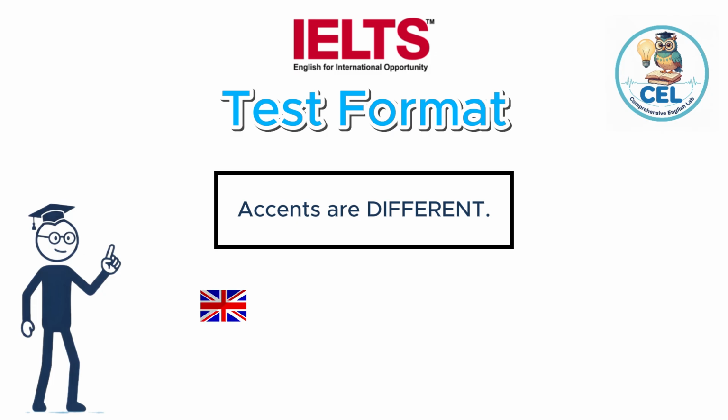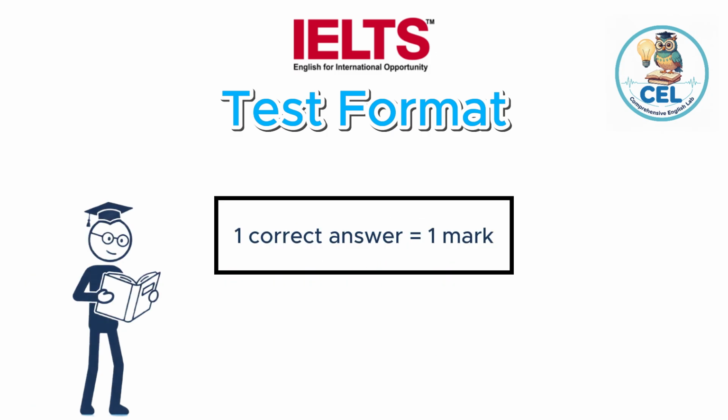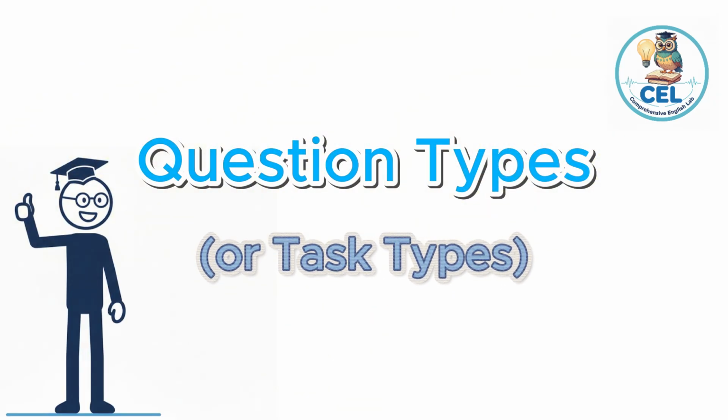Accents are different: British, Australian, American, etc. Each correct answer equals 1 mark. Your score becomes a band from 1 to 9. Now, let's look at the question types.